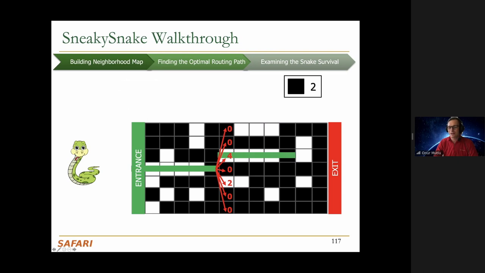So you basically have another streak of 4 over here. And then you decrement the error count. And then you can go from here to here. And then you reach essentially the exit at this point. And the error count also gets reduced. So with 3 errors, you're able to route this way.